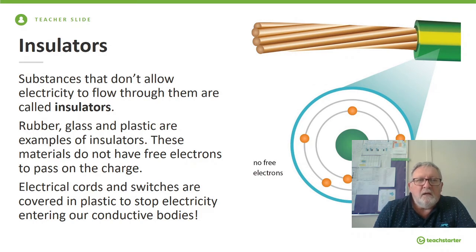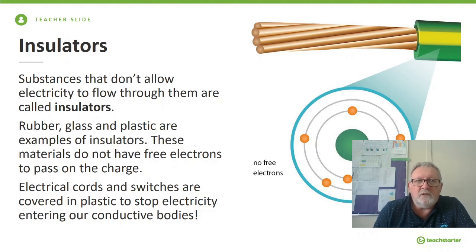Insulators. Insulators are substances that don't allow electricity to flow through them, and it says these are called insulators. Rubber, glass and plastic are examples of insulators. These materials do not have free electrons to pass on the charge. So it might pay to pay a little bit more attention to that diagram so that it improves your understanding. Electrical cords and switches are covered in plastic to stop electricity entering our conductive bodies.